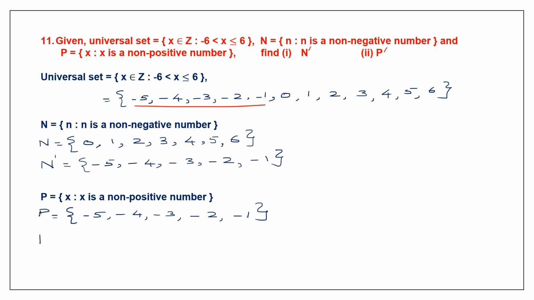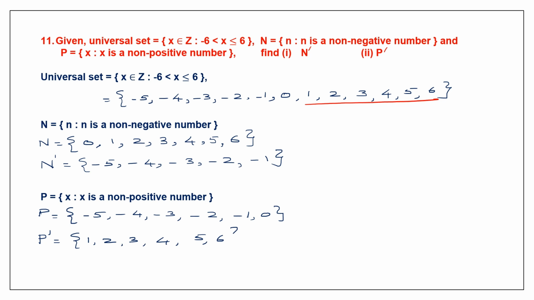So when we talk about P dash, or the complement of set P, we have to leave out all these elements and write the remaining elements from the universal set. So that will be all the elements of the universal set, leaving out set P. So let's write out the answer. The complement of set P is 1, 2, 3, 4, 5 and 6. So this is our answer.